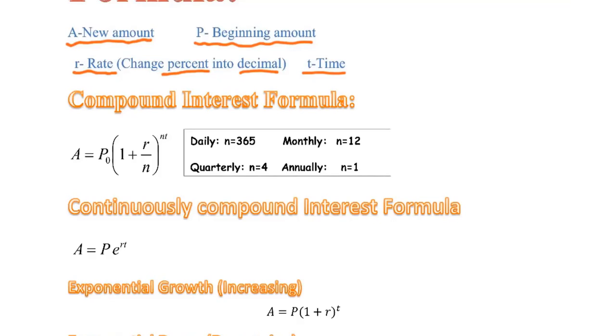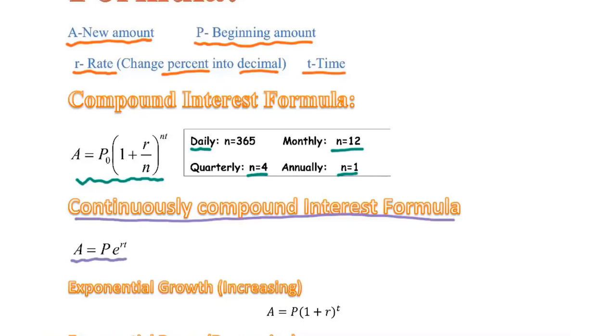The compound interest formula is this one. N stands for different numbers. When we do compound daily, N stands for 365. When we do compound monthly, N equals 12. Quarterly means N equals 4. Annually means N equals 1. When we have continuously compound interest, the formula will be this one.